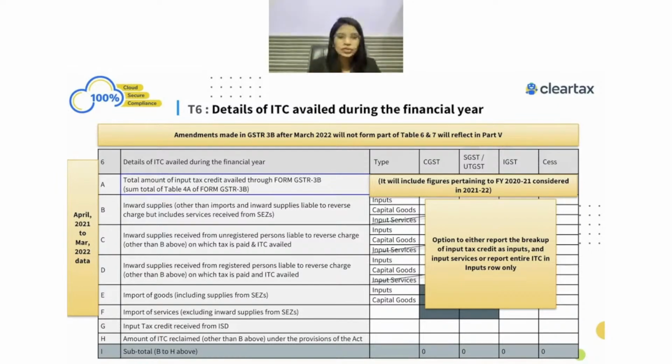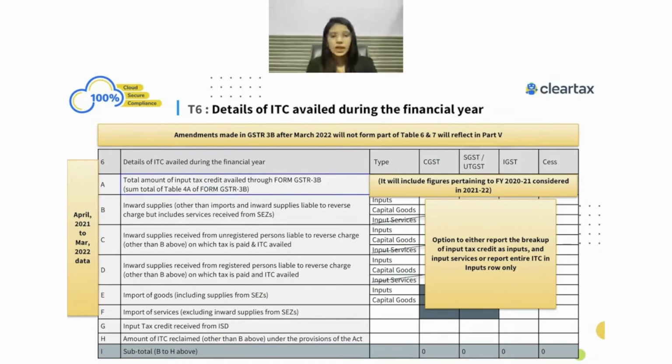That's the one thing. So wherever we are showing this input, capital goods, input services, you club input and input services together. And regarding capital goods, you have to always show separately. Which means ultimately from the books, we would know what the ITC related to capital goods is. You can take it from there and just show it over here. And the rest of the information you can always autofill from your GSTR 3B form.